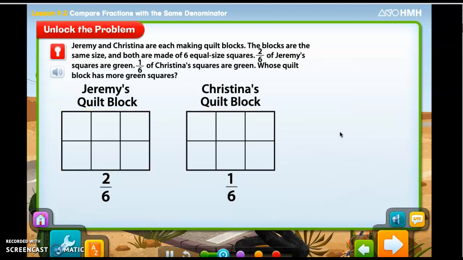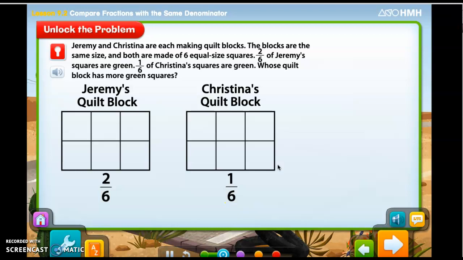How are these two fractions alike? So, how are they alike? How are they the same and how are they different? I know that they are the same because they both have 6, right? Jeremy's quilt block has 6. Christina's quilt block has 6. They both have a denominator of 6. The denominator is the number below the line in a fraction.